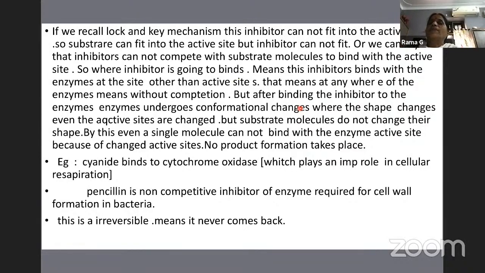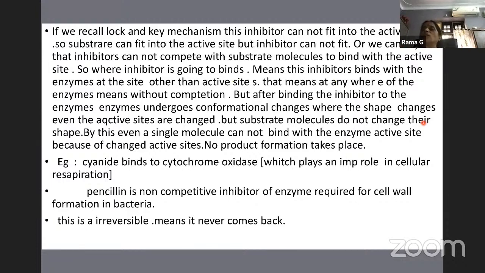So the shape of the enzyme changes, and even the active sites are changed. Not only the shape of the enzyme, the active sites also change their shape, but substrate molecules do not change their shape. They remain as they are. So the substrate molecules cannot fit into or bind with the enzyme active sites. Because of these changed active sites, no product formation takes place.